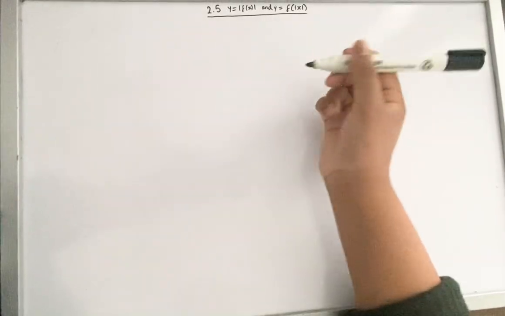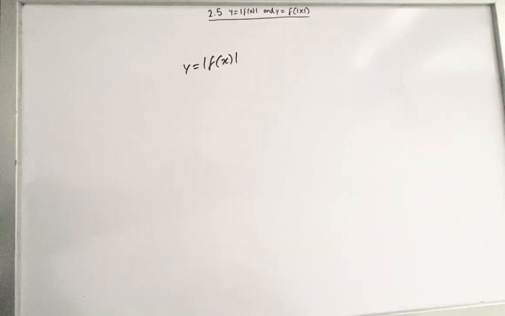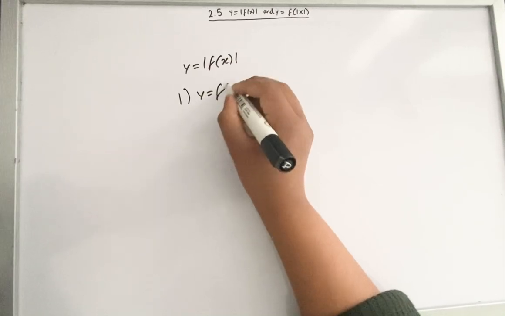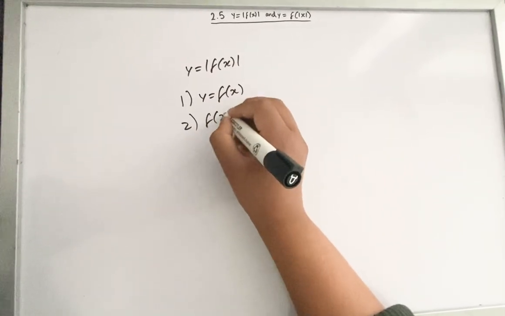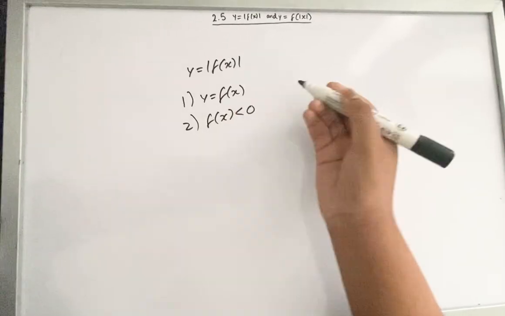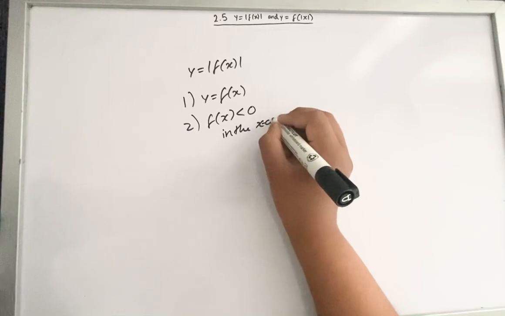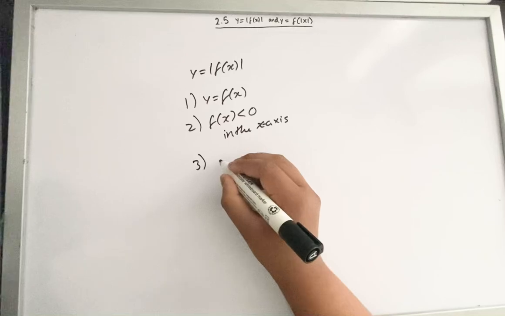This is lesson 5: y equals the modulus of f of x, and y equals f of the modulus of x. To sketch the graph y equals modulus of f of x, there are a few steps you need to do. First, you sketch the graph y equals f of x. Second, you reflect any parts where f of x is less than 0, which means it's below the x-axis, in the x-axis. And third, you delete the parts that were below the x-axis.